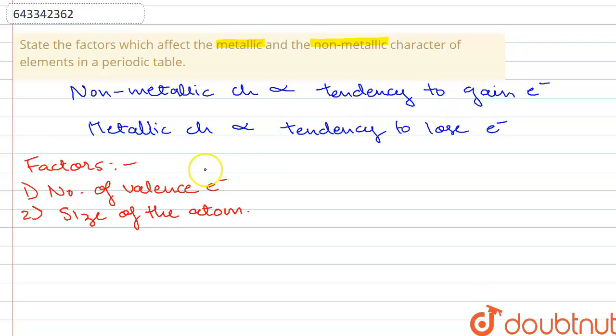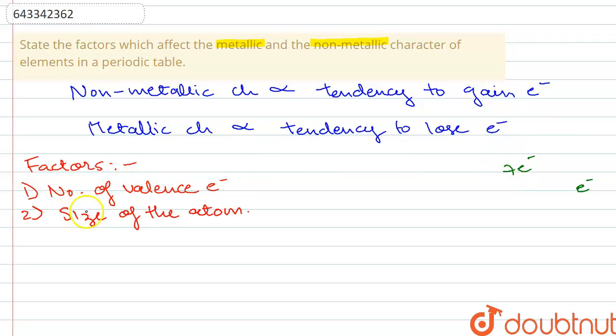Now if there are more valence electrons in the outermost shell, for example, let's take the example of halogens, which have 7 electrons in their outermost shell. They only require 1 electron, right? So they have the tendency to gain this 1 electron or accept electrons. So that's why they will be considered as non-metallic in nature. So this factor, the number of valence electrons, largely affects the nature of the element. That's why halogens are considered as non-metallic elements.